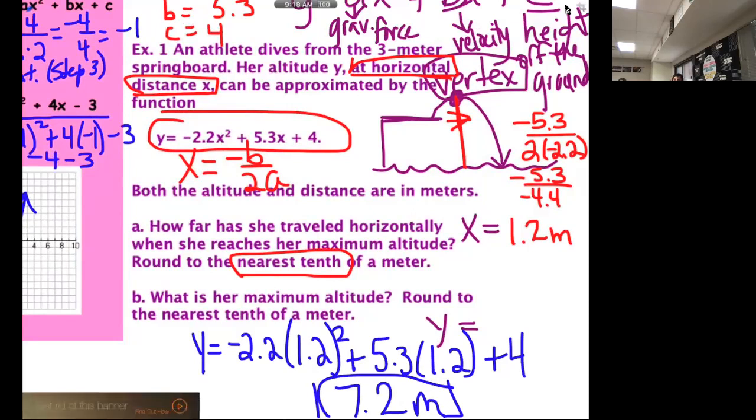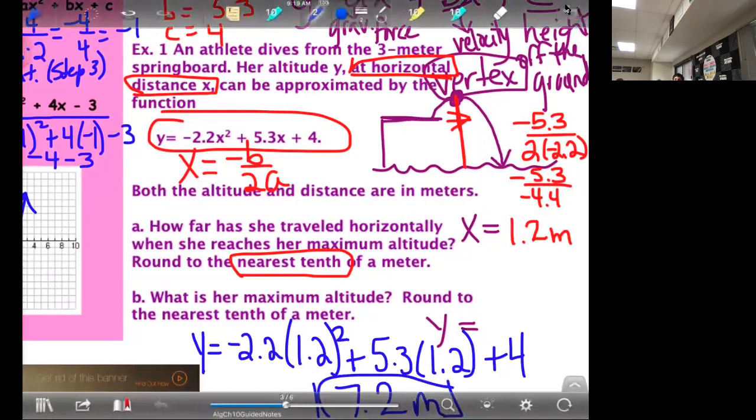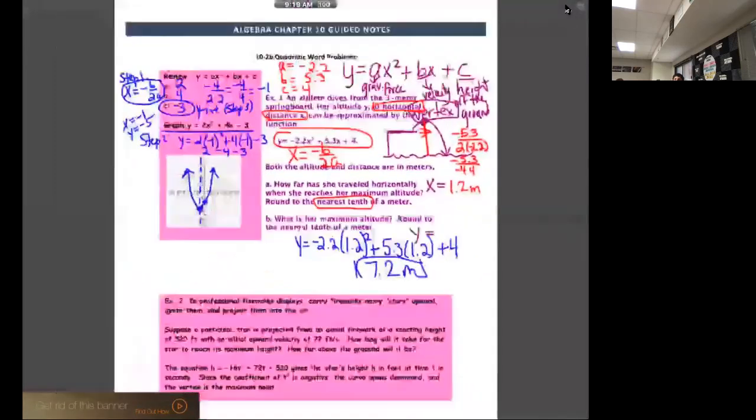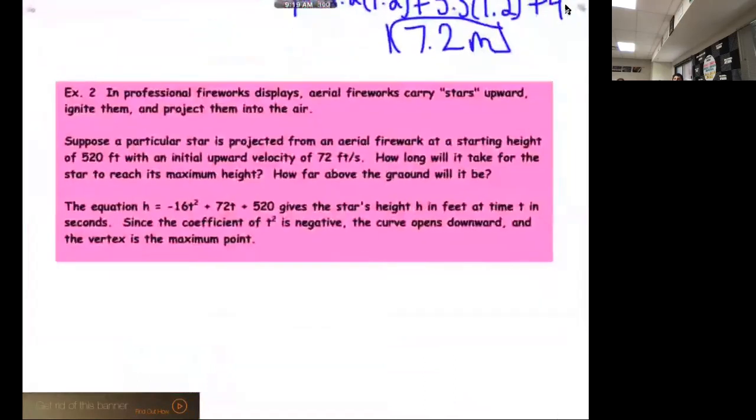Okay, does that make sense? Is it anything different than what we did on Tuesday? We're doing the same steps. It's just applying it to a word problem instead. Jacob? Okay. All right. So let's try another one.